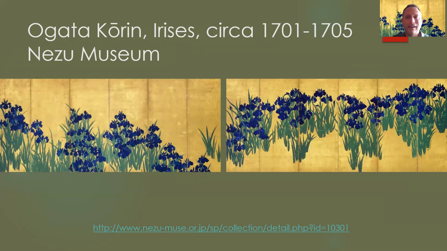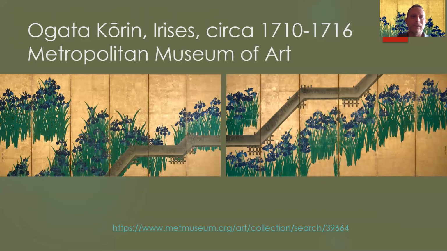We can see that it's only pictures of irises, but there are 8 clusters of irises if we count, 4 clusters in one screen and 4 in the other. And this painting is connected with the Yatsuhashi, the 8 bridges. Several years later, Ogata Korin also painted this, which was more clearly connected to this idea of the Yatsuhashi. This set of folding screens is held at the Metropolitan Museum of Art in New York City.